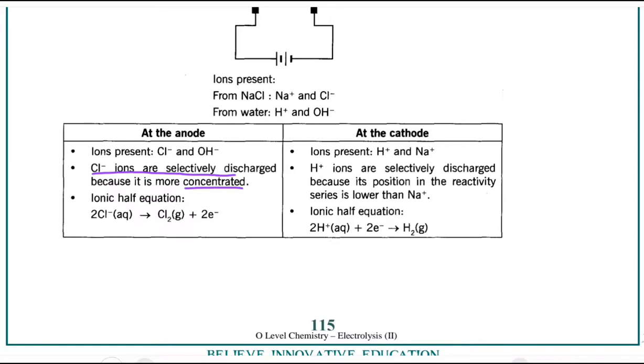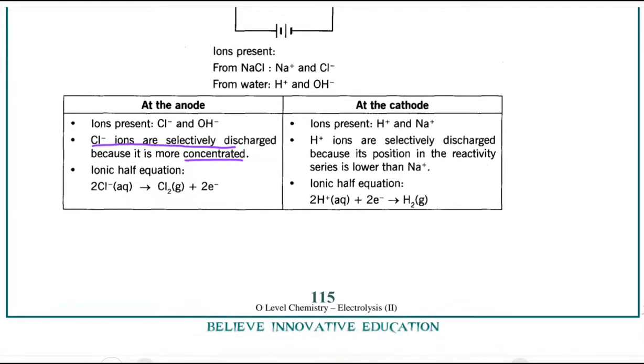We also have, at the cathode, I mean, the ions that are present: the hydrogen ion as well as the sodium ion. Because hydrogen is lower than sodium in the reactivity series, it is discharged more. So the hydrogen ions are the ones discharged. The hydrogen gains electrons because the cathode is electron rich. Always remember that. And the anode is electron deficient, so it will take away electrons from an ion.